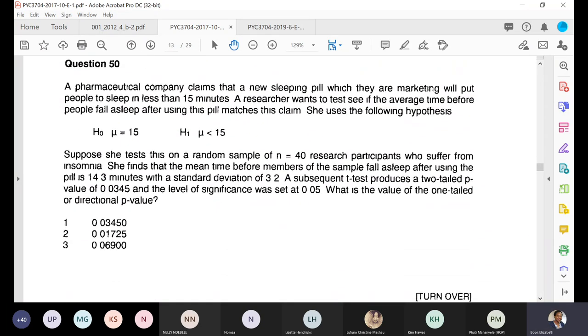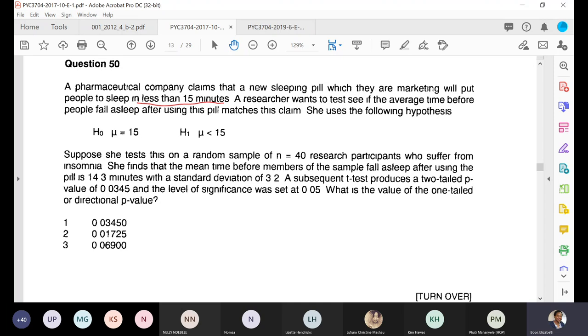Okay. A pharmaceutical company claims that a new sleeping pill, which they are marketing, will put people to sleep in less than 15 minutes. The researcher wants to test whether the average time before people sleep after using the pill matches their claim.